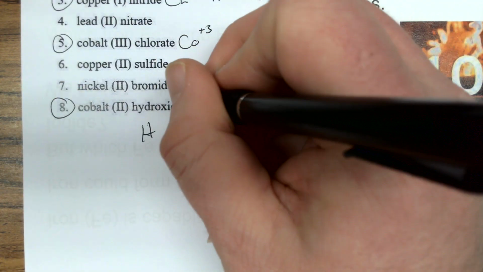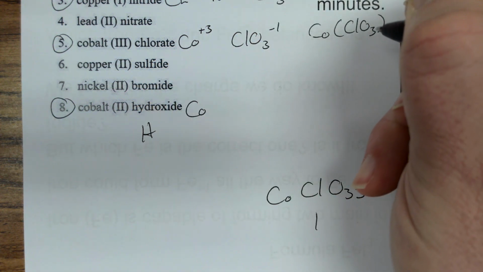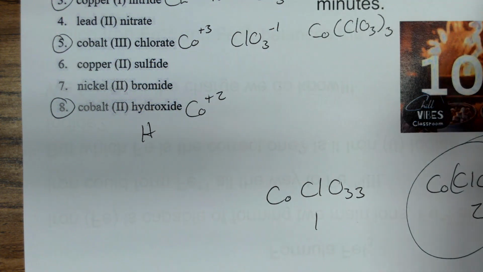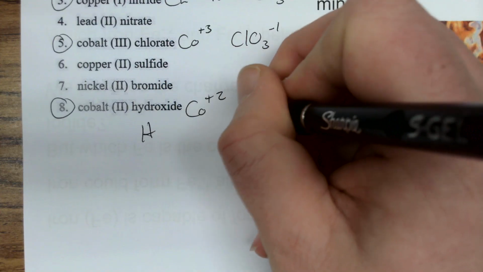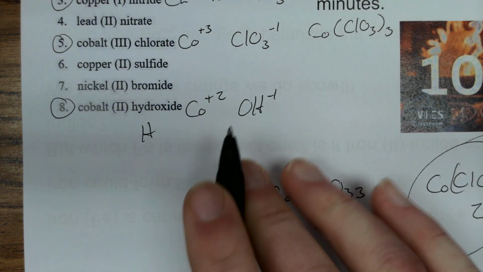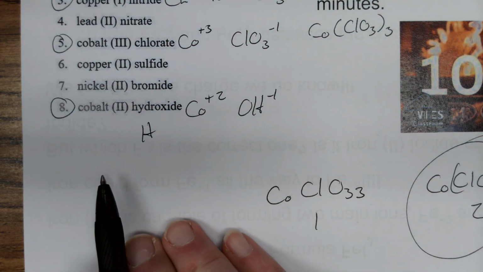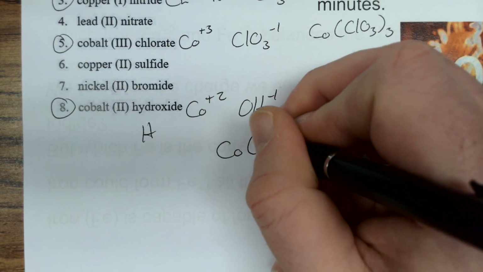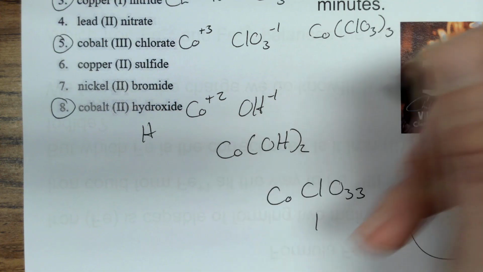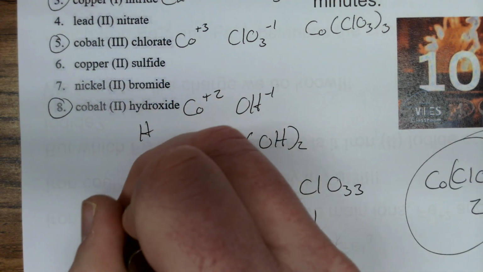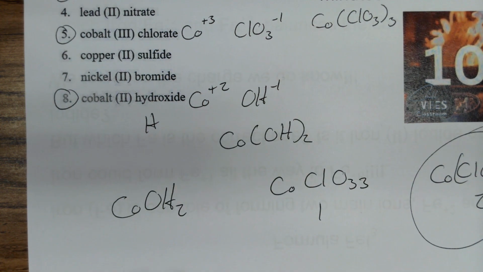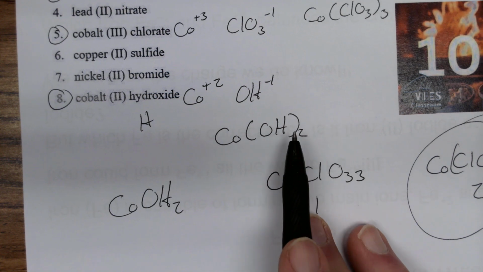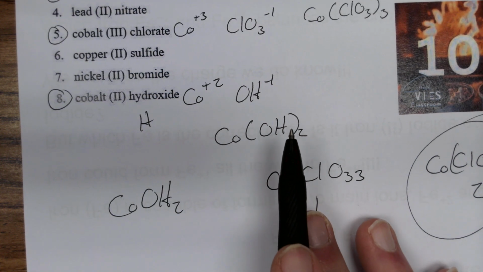So cobalt 2, what's my cation? Co plus 2. Hydroxide is OH minus 1. How many hydroxides do I need? 2. Co(OH)2. Because if I write it COOH2, that means I just have 1 cobalt, 1 oxygen, 2 hydrogens. If I have more than 1 polyatomic ion, I have to put them in parentheses.